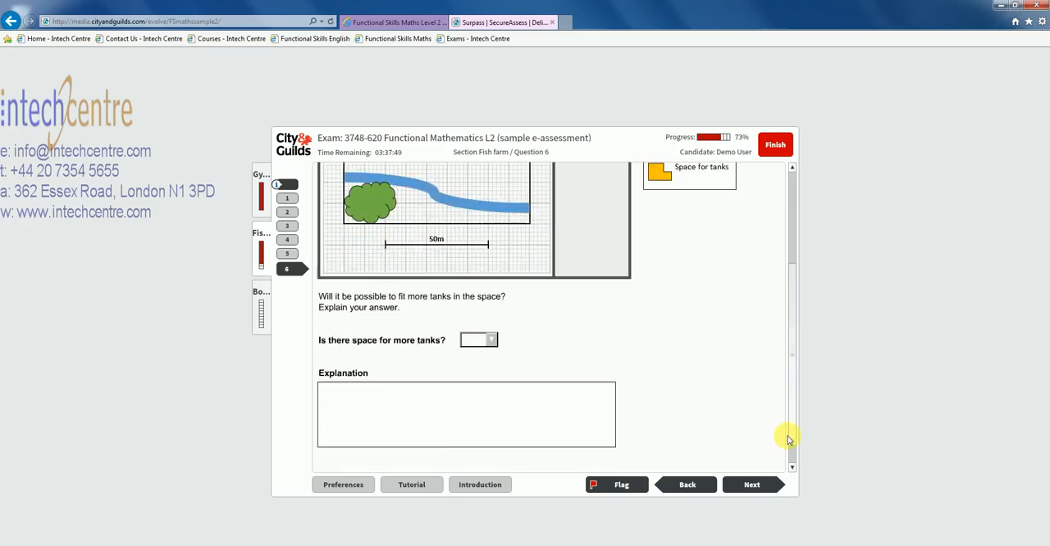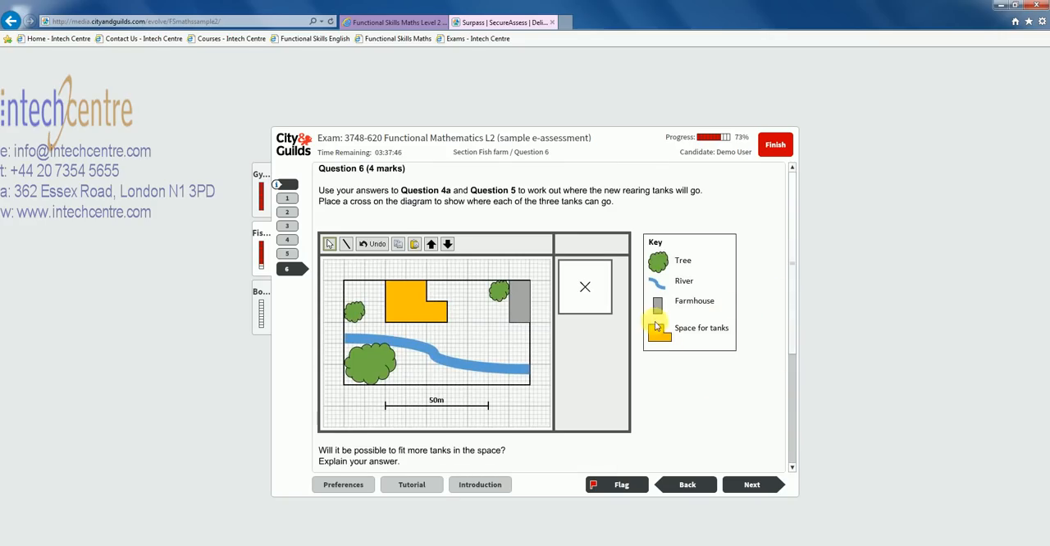So I've read the whole question now. So the coloured yellow boxes are the space for tanks. You can see there's tree, river, farmhouse. There's not any concern. So it says place a cross in the diagram to show whether each of the 3 tanks can go. So we have 3 tanks, you have enough space.